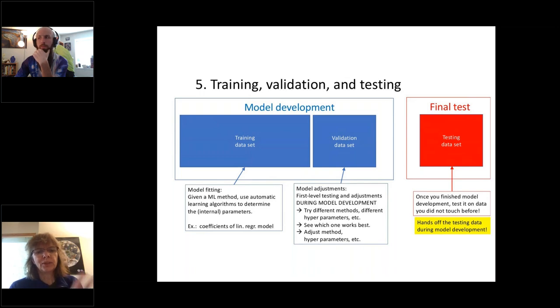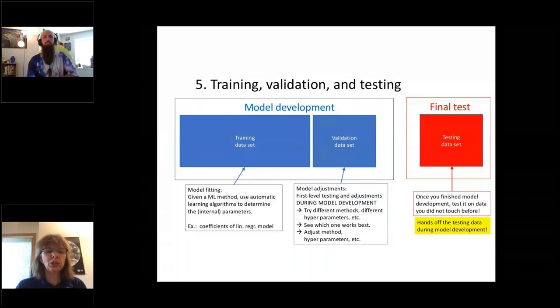And so that's where the validation data set comes into play, where you basically test how my model is now doing on the data that I haven't seen yet. But this is still part of the model development, because you still probably have a feedback loop where you go back and you say, you know what, this didn't work so well. Let's tune some parameters, or let's change the length of training or something like this. And then you go back and you train again and you see how it does.